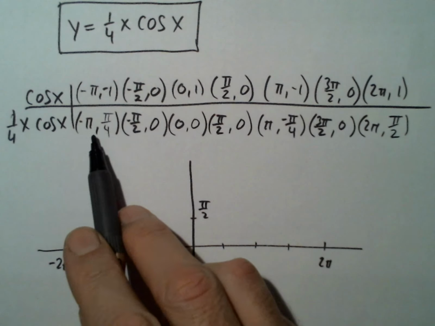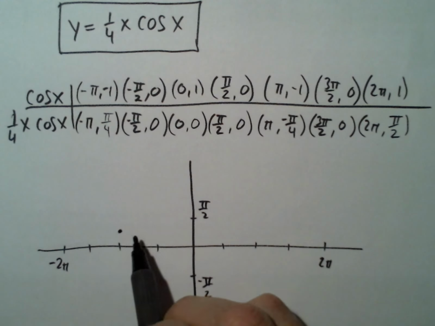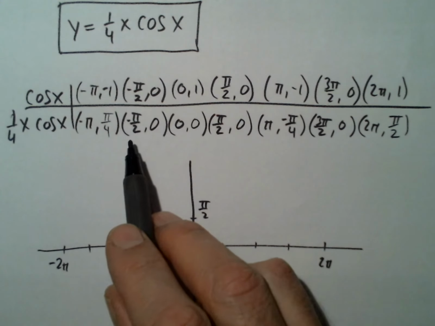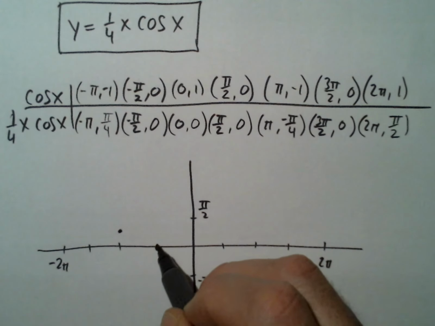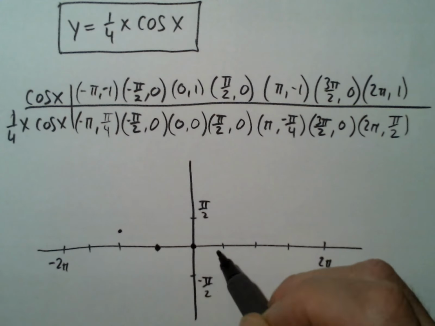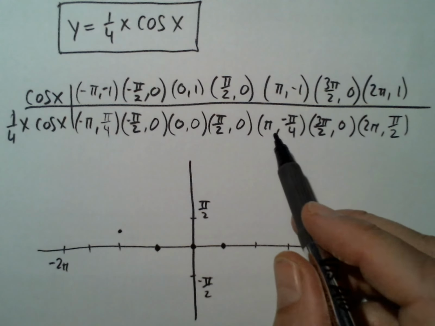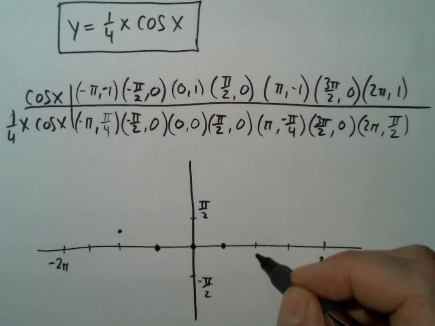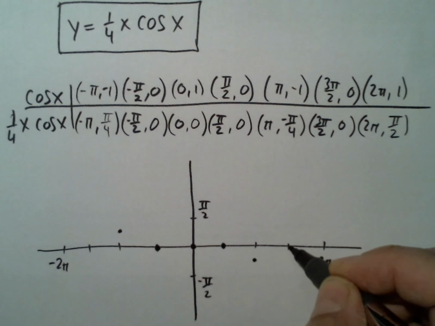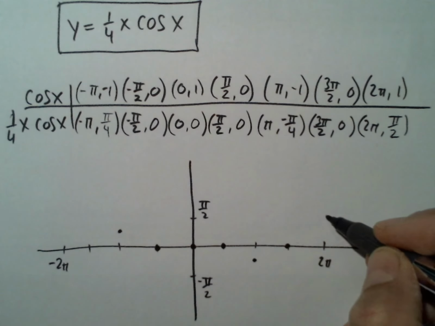So at negative pi, we'll be at pi over 4. Negative pi over 2 will be at 0. Again at 0. At pi, we go to negative pi over 4. And 3 pi over 2, we go to 0. At 2 pi, we're at pi over 2.